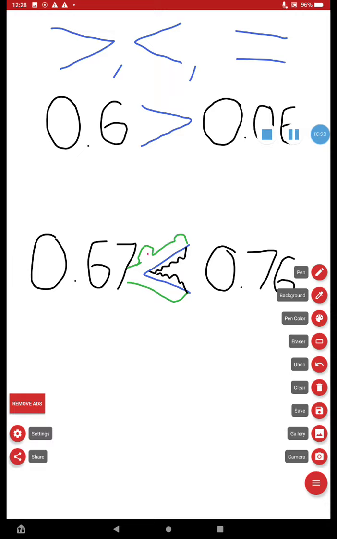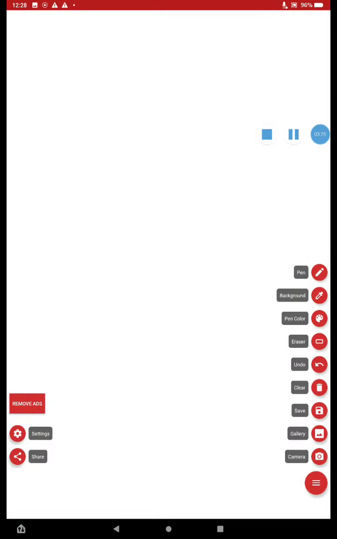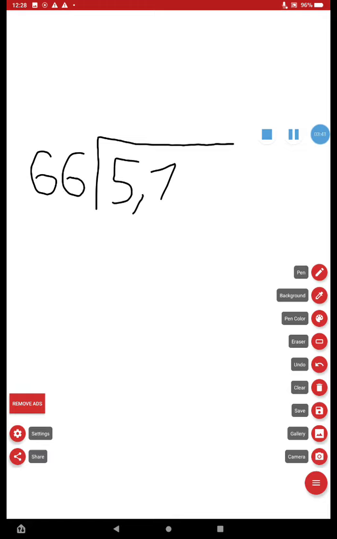So let's take a look at a division problem. Remember, I have my division bar. The number outside is called my divisor. The number inside is called my dividend. And I'm looking for my quotient. All right, well, 66, how many times does that fit inside 5,754? Well, first thing let's do is get rid of my comma.